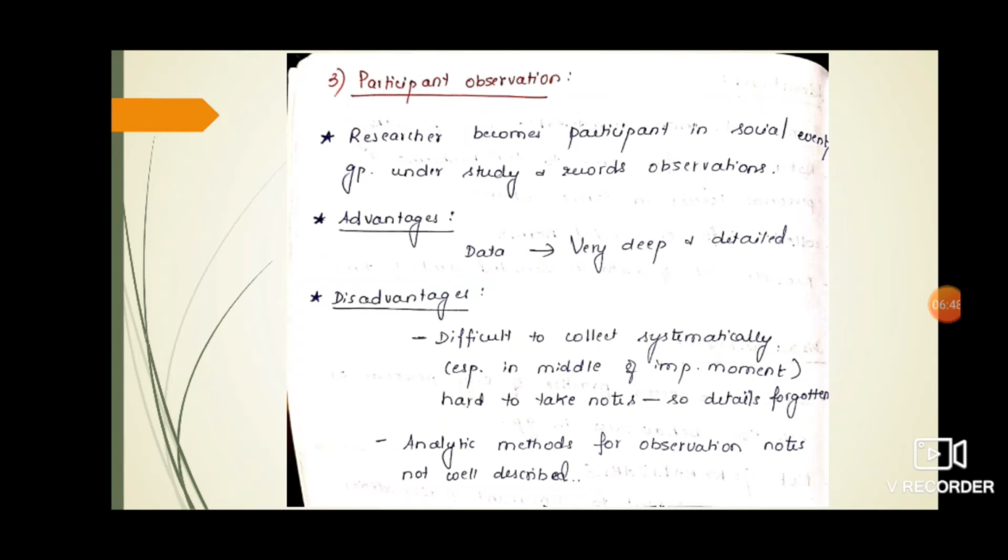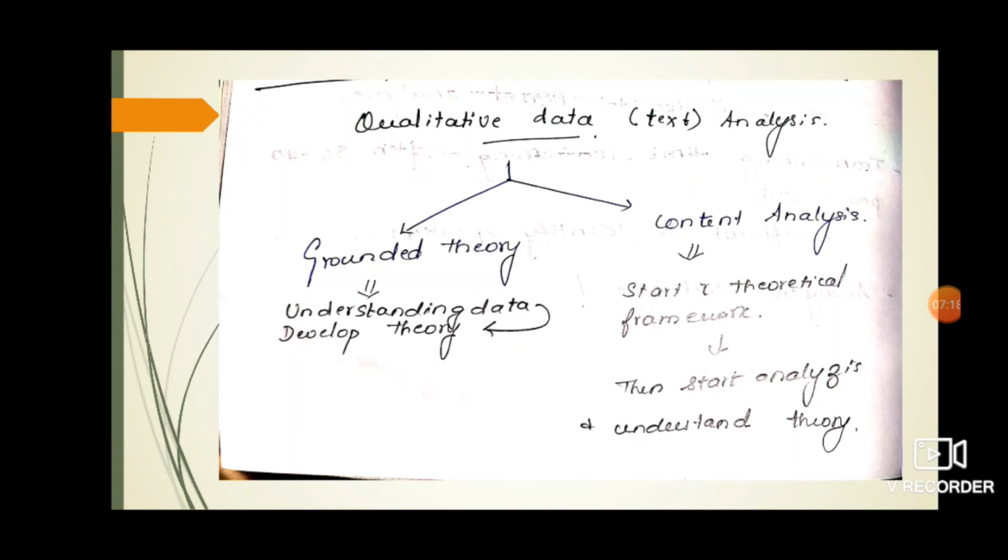Now coming to participant observation. It is a method in which the researcher becomes a participant in a social event or group under study and records observations. The advantage is that data is very deep and detailed. The disadvantage is that it is difficult to collect systematically except in the middle of an important moment, it is hard to take notes so details are forgotten in between, and analytical methods for observation notes are not well described.